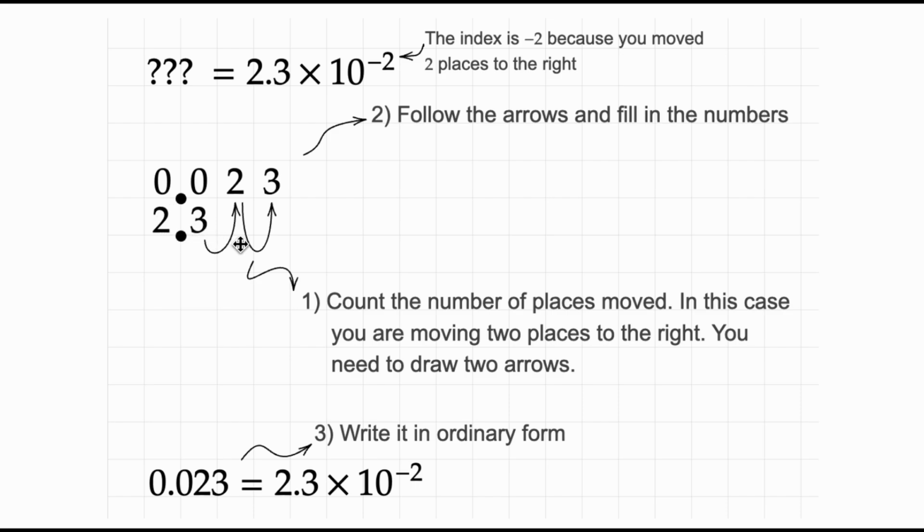We know we're going to the right, so it's this direction, and we know we're going 2 places. So we move the 3, 1, 2 places, and you write it up here. So you've got to follow the arrows and fill in the numbers. The 2 moves 1, 2 to the right, and then we've got to fill in the rest of the columns. So 0, the decimal point, and 0, because we always need to fill in to the ones column. Then, finally, you write it in ordinary form. So 0.023 is the same as 2.3 times 10 to the minus 2.